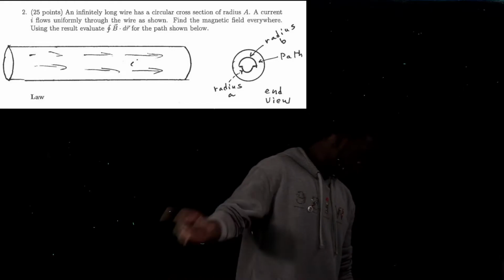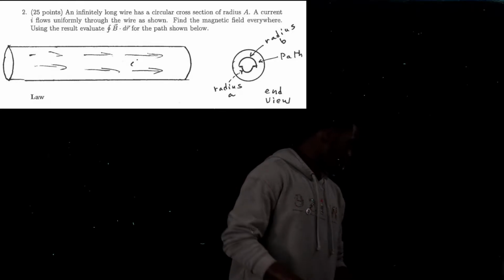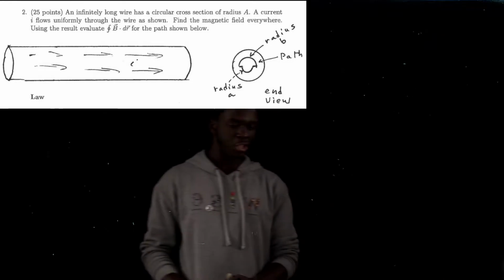Infinitely long wire, current flows everywhere. Find the magnetic field everywhere, and then use the result to calculate B dot dr for the path shown.